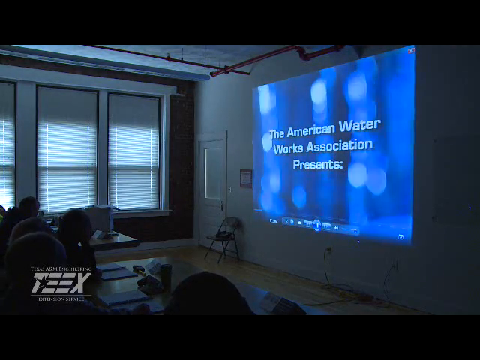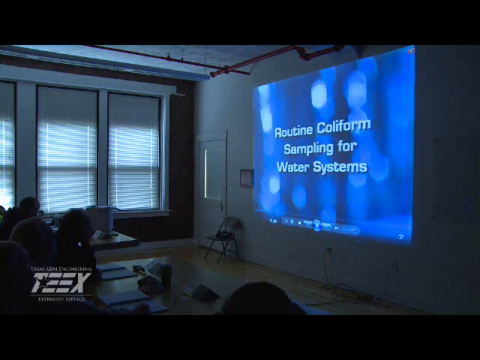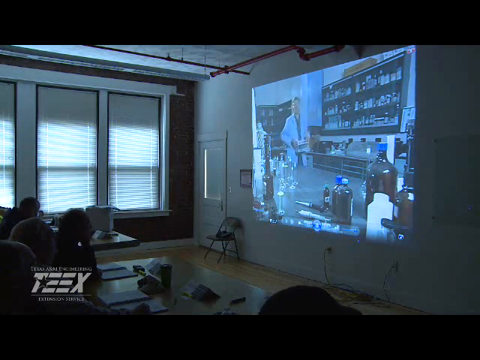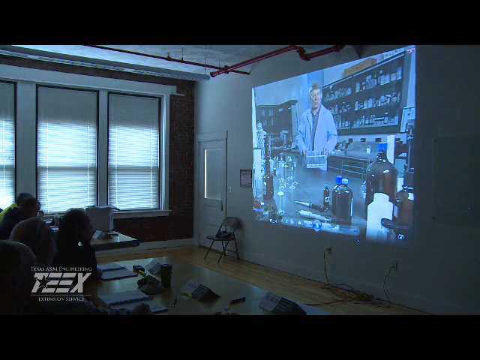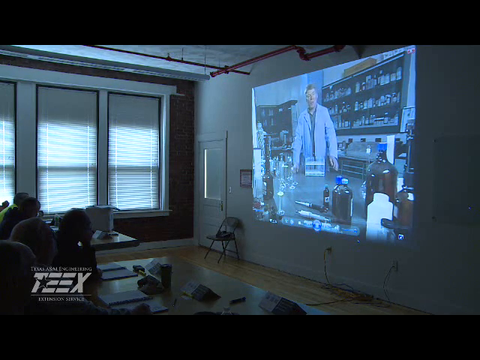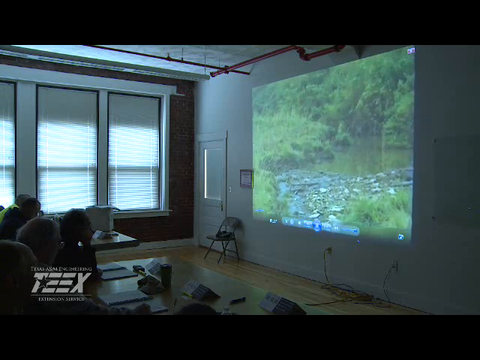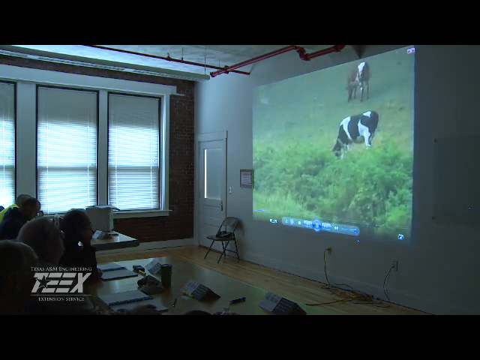Welcome to routine coliform sampling for water systems. I'm Norman Moses. Untreated water often contains microorganisms. Most of them are harmless, but some microorganisms can make people sick. They're called pathogens. Most pathogens found in water originate in fecal waste of humans and warm-blooded animals. So if fecal material enters the water system, the disease-causing organisms can too.